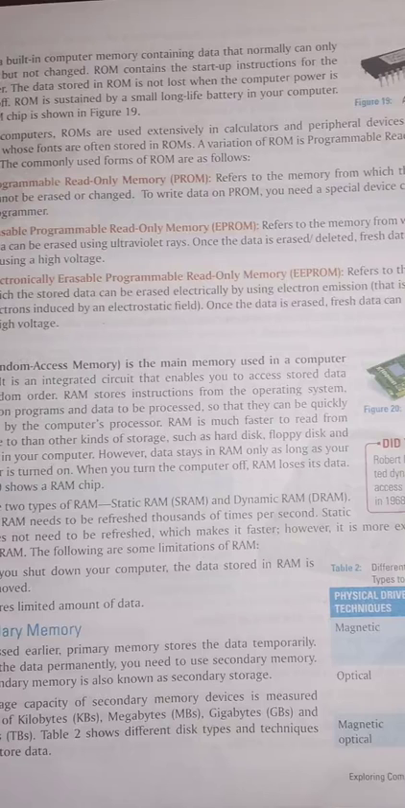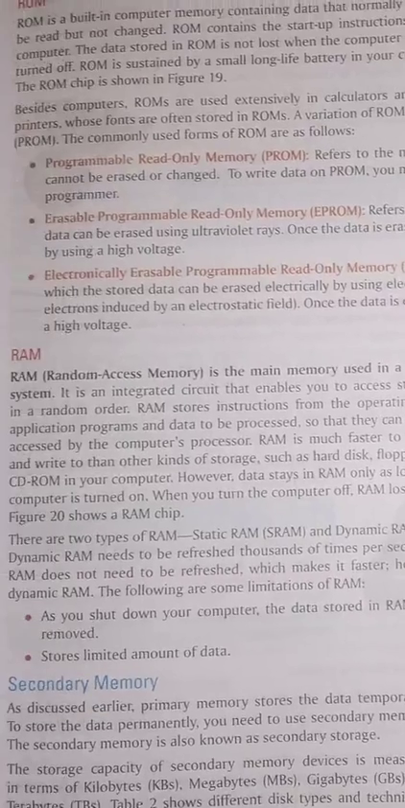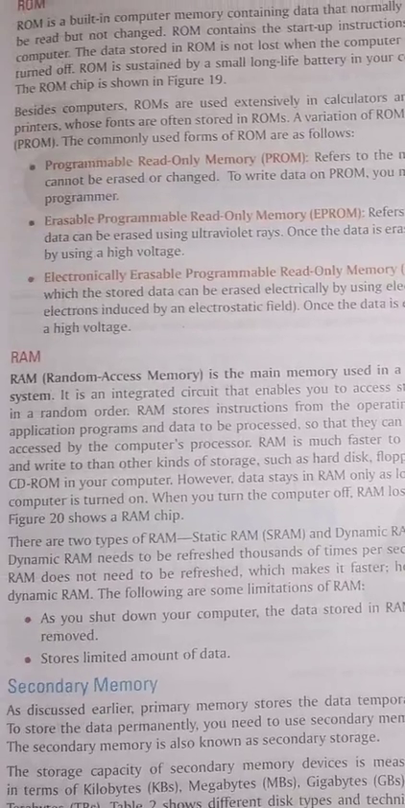The types of ROM, there are almost three types. Number one is programmable ROM. What is programmable ROM? It refers to a memory from which the written data cannot be erased or changed. Because it has been programmed for writing, whatever data is in it we cannot change, and we cannot erase it by any process.